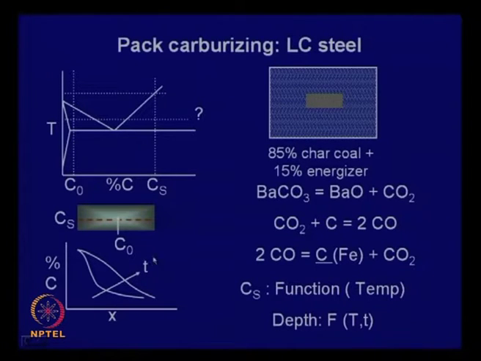And the mechanism of the process is illustrated here. If you heat this in a carburizing atmosphere, you maintain a high carbon concentration at the surface, whereas at the core, this is a sectional view, the carbon is low. So there is a concentration gradient, and carbon will diffuse from high concentration to low concentration. You will have a concentration gradient which is shown over here. You have maximum carbon content at the surface. As you go deeper inside, the carbon content will be lower.